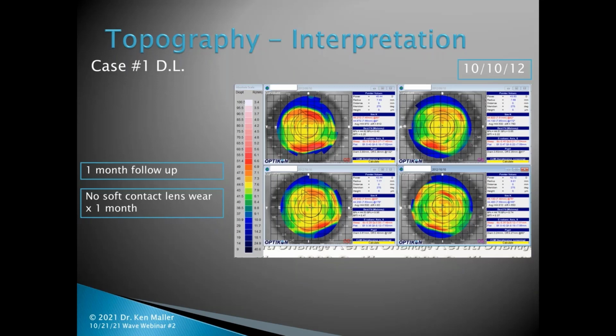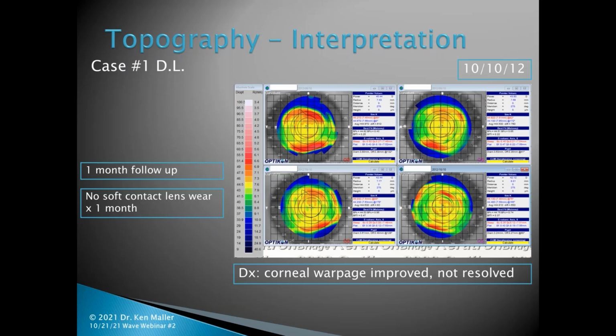To those of you who think that soft lenses discontinued for 3 days lets you get back to a virginal cornea, I hope you take notice of something like this, because you really can be fooled considerably. All right, so corneal warpage is improved, but it still is not resolved. She was very unhappy by what I told her next, because what I told her next is go away for another month, and let's see what your corneas look like after another month of no soft contact lens wear.